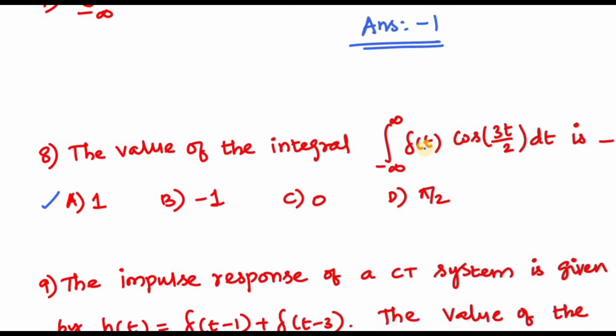So here, in order to get del of 0, the t value should be 0. So what is cos of 0? Cos of 0 is nothing but 1.